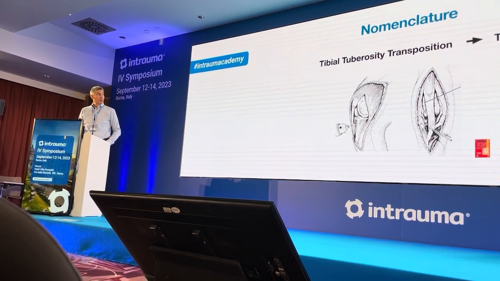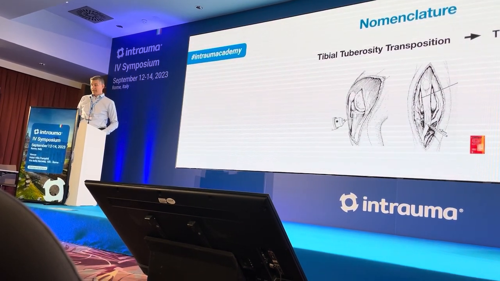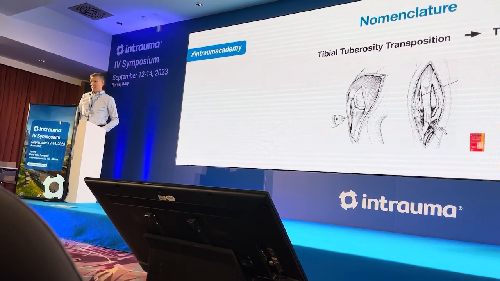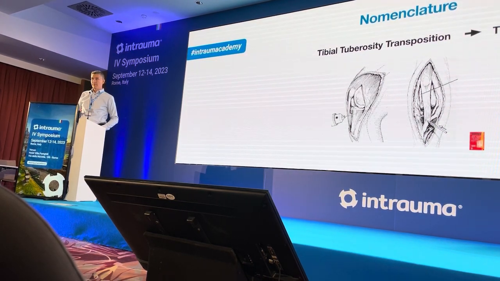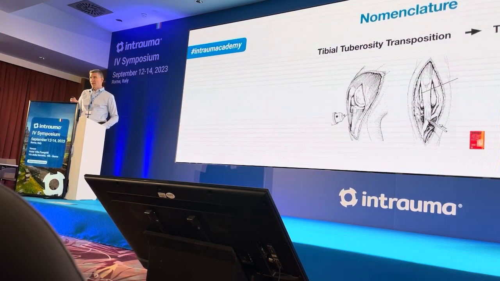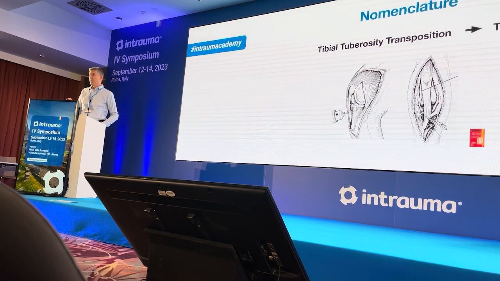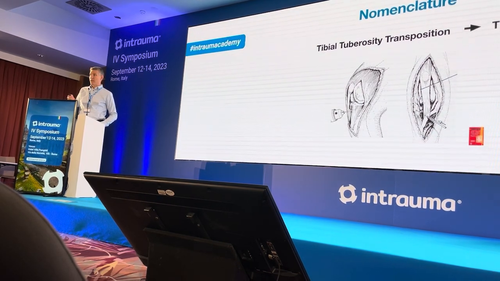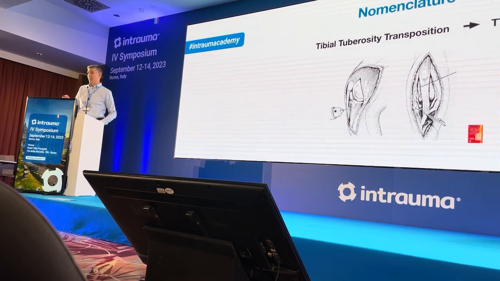So the tibial tuberosity transposition, or TTT, is a common technique used in patellar luxation to manage tibial tuberosity transposition in one of two traditional techniques, either a complete or incomplete osteotomy and fixed with either Kirschner wires pinning through the tuberosity and or a tension band wire.